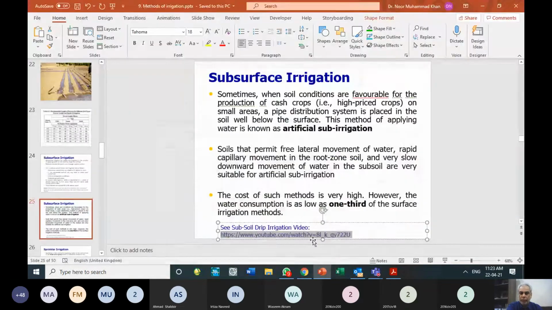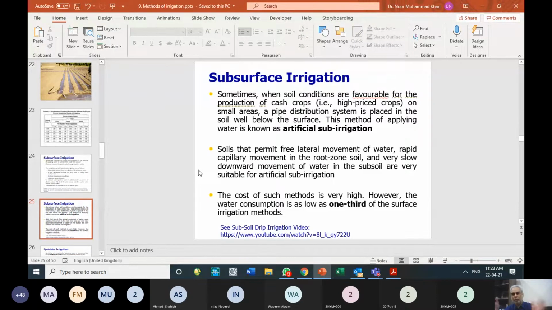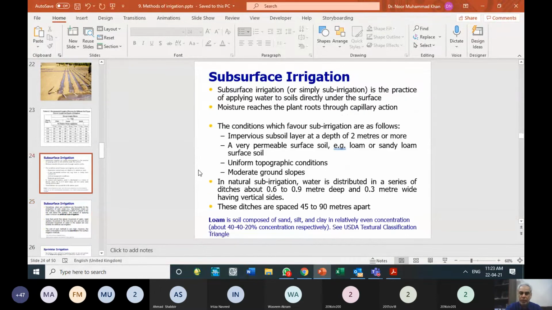So now we move to our lecture again, and now we can better understand what subsurface irrigation is. Two variations have been informed to you. One with the help of channels at 40 to 90-meter distance from each other, and if porous soil is available in between them with a hard pan or impervious soil layer at 2 meter depth, then we expect that the water will soak the land in between and we can grow the crops over there through this method. This method will be called natural subsurface irrigation.